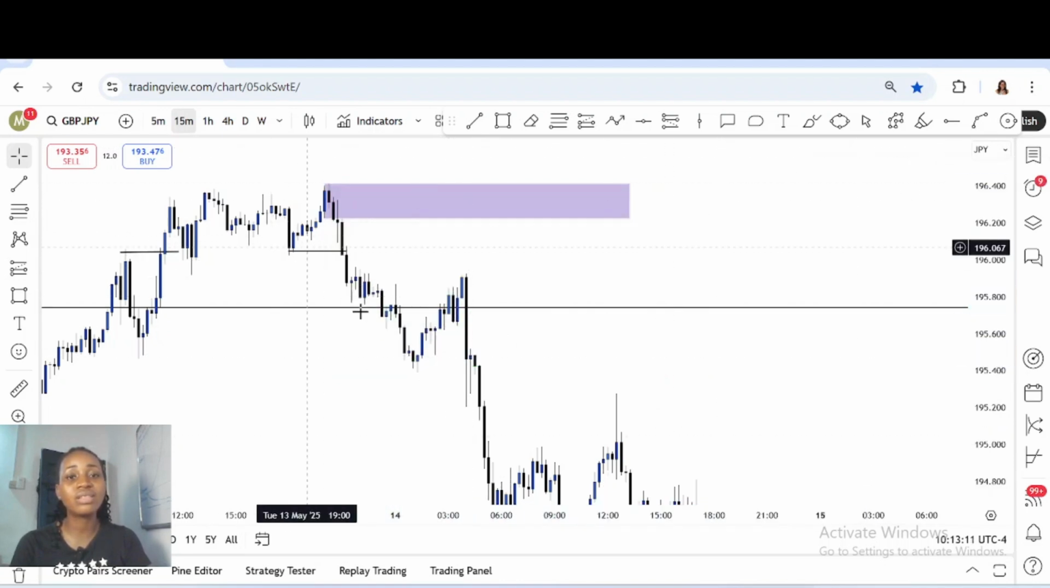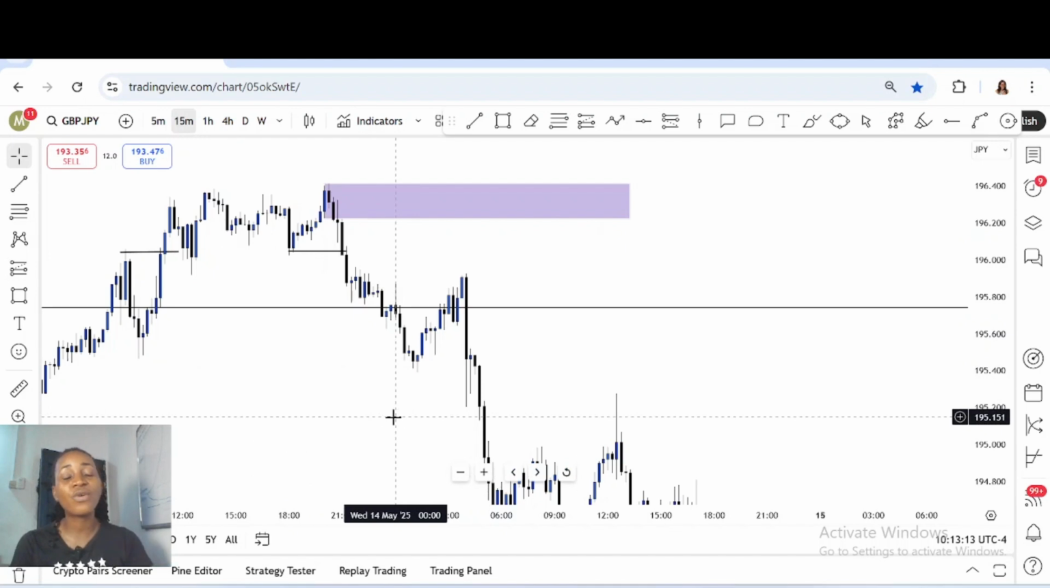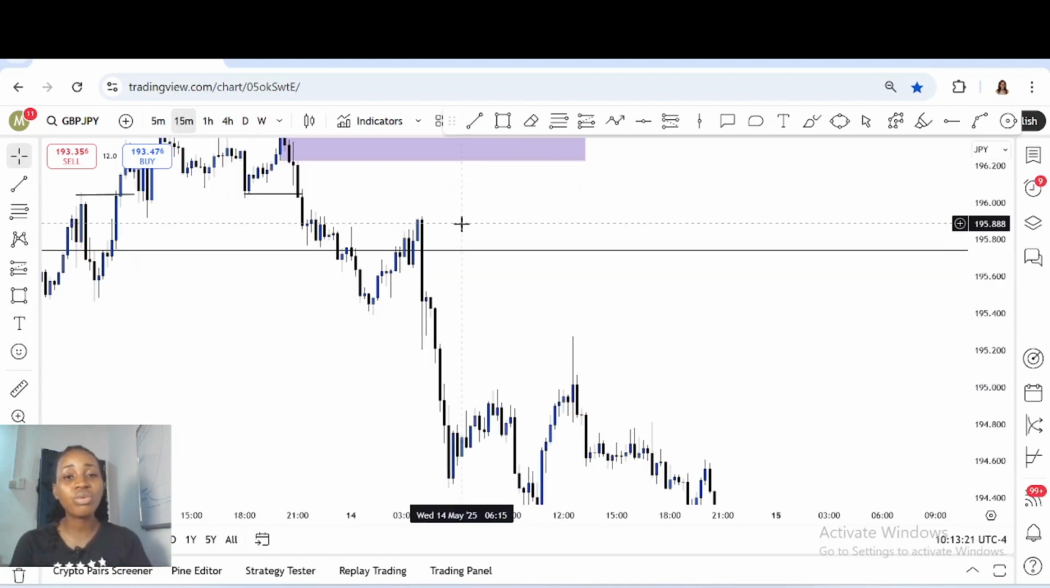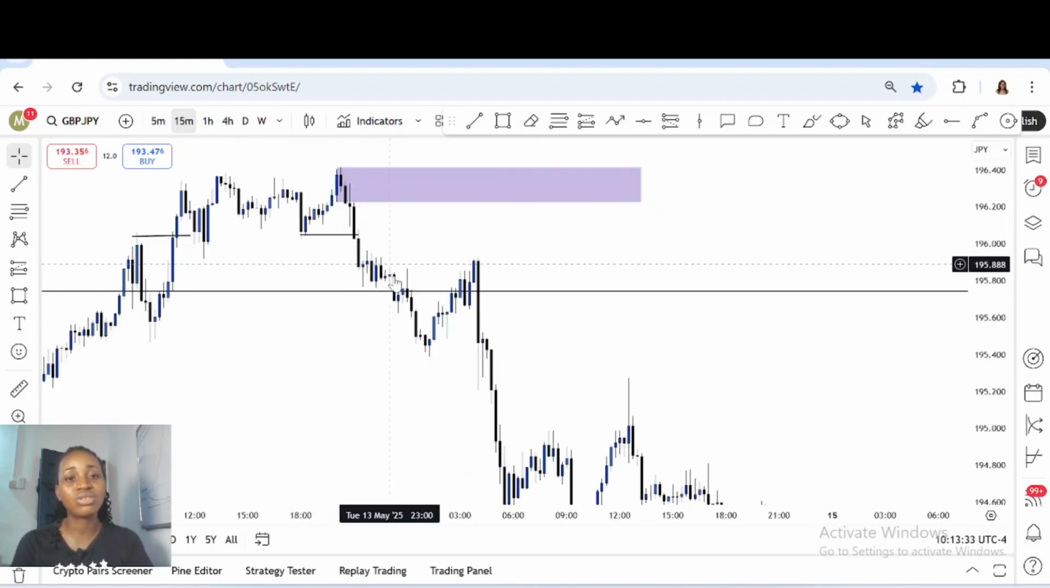So from here now you can see that the order flow has changed from an uptrend to a downtrend. The only way you can identify when the order flow has changed its direction is when you see a shift in market structure like this on this time frame.